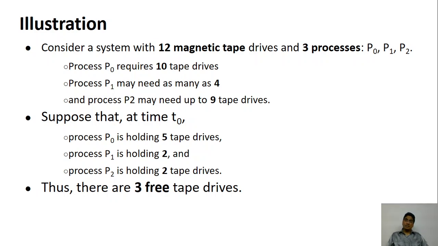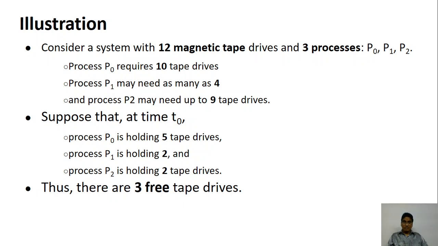Let's give a simple example. Let's assume that I have 12 magnetic tapes, or pen drives, and there are three processes, P0, P1 and P2. P0 requires 10 tapes, so it says I want 10 tapes to continue. P1 says I want 4 tapes to complete. P2 will come to you and say 9 tapes are required.